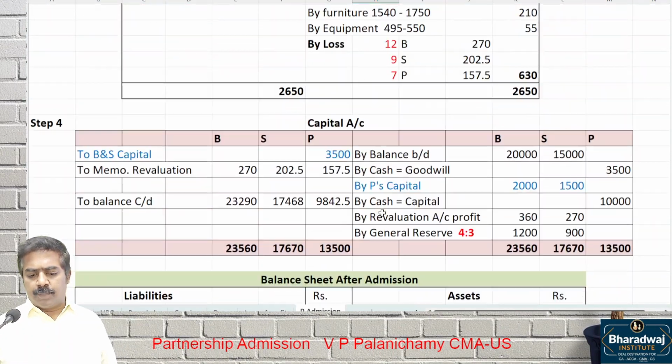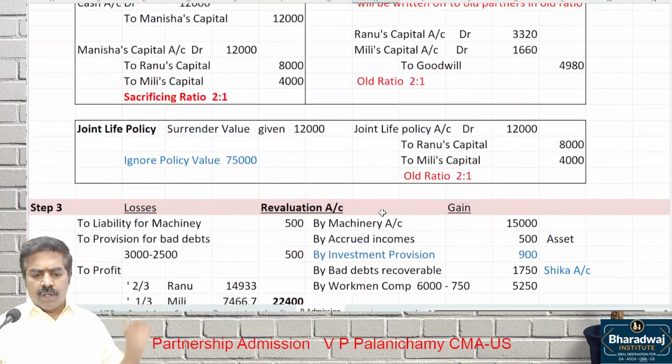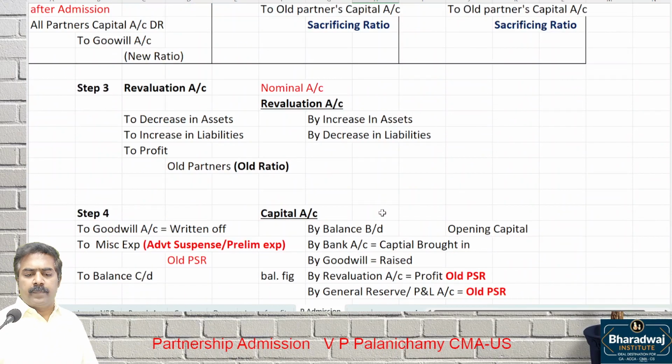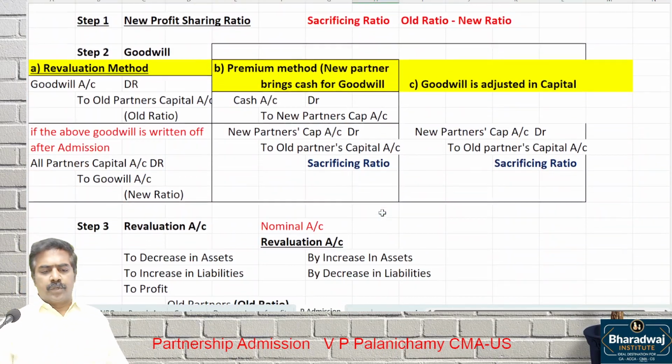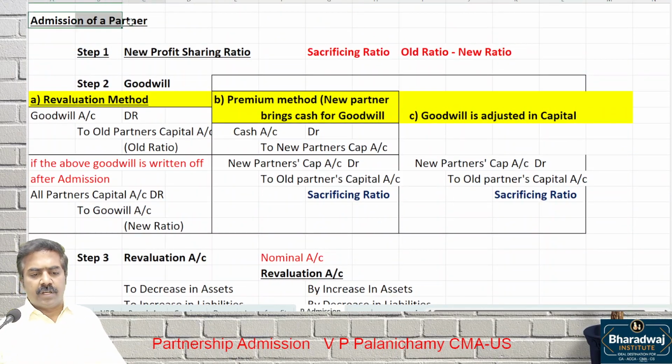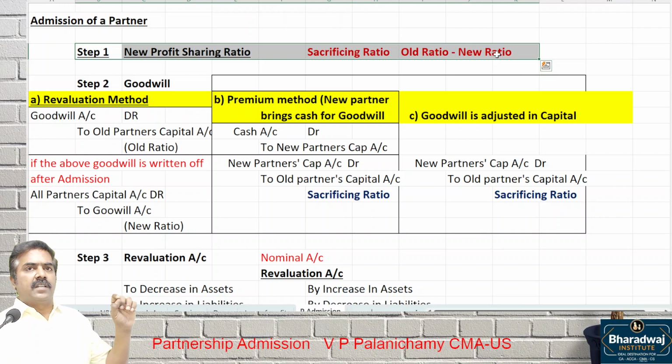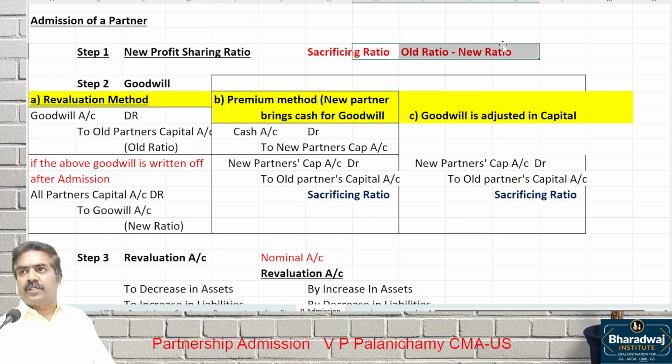Admission of partnership is over with this. Listen. We'll recollect what we have done so far in about 2-3 minutes. Then we will, of course, go to retirement of partner. Pay attention. What is the step 1 we do? New ratio and which ratio? Listen. Pay attention for the summary. For sacrificing ratio, we do which one? Old ratio minus new ratio.